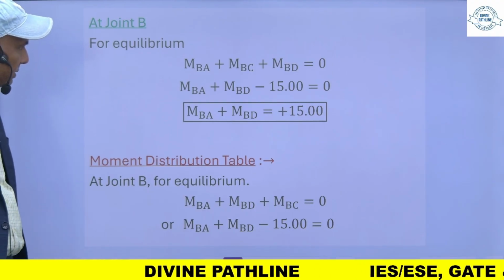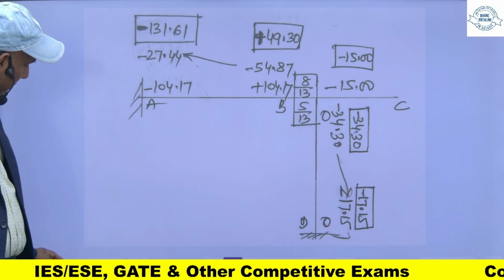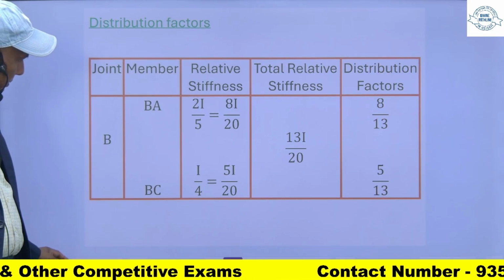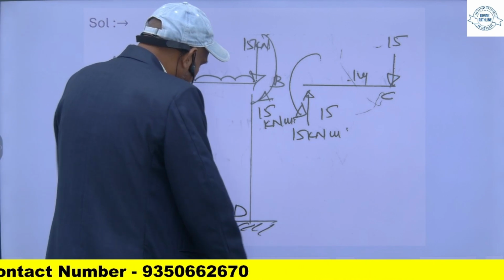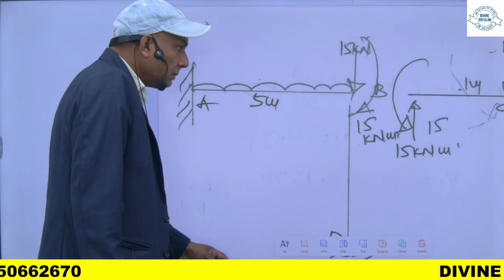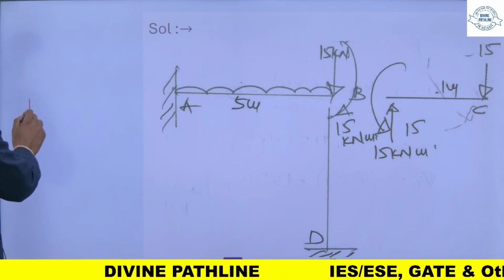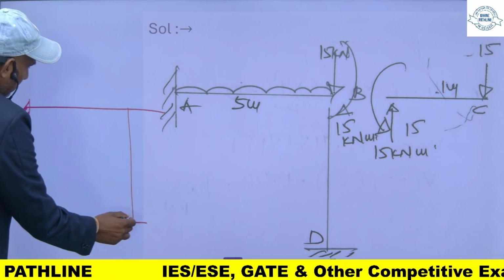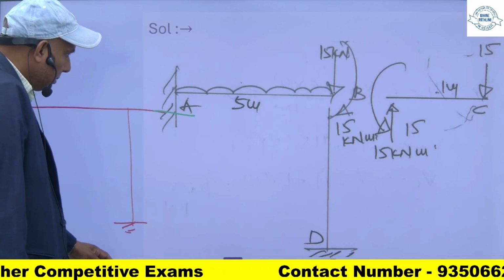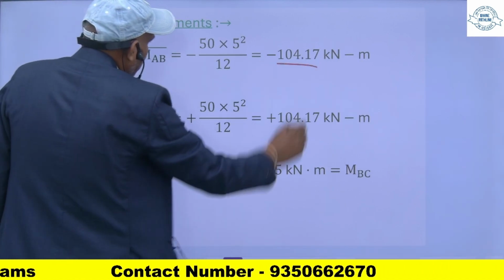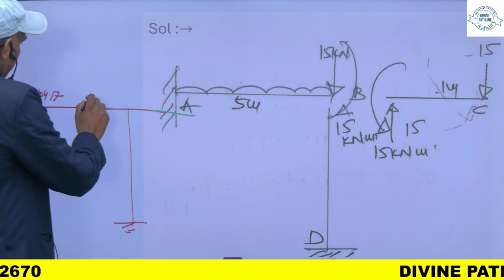Now I will use the moment distribution table, and that will be like this. मोमेंट डिस्ट्रीब्यूशन टेबल जब हम इसका बनाएंगे तो इट विल बी समथिंग लाइक दिस. ये जो मेरा फिक्स्ड एंड मोमेंट है, यहाँ पर दिस इज माइनस 104.17, and this is also same, but this is positive.